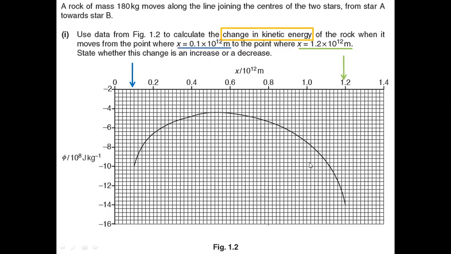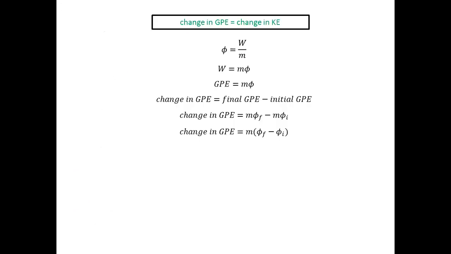From the problem. According to the problem, the mass of the object, which is the rock, is 180 kilograms. And we have here the initial gravitational potential, which is around negative 10 times 10 raised to 8 joules per kilogram. And then the final gravitational potential, of course, at this position, is negative 14 times 10 raised to 8 joules per kilogram. So all we have to do is substitute all those values, and we'll be able to get this one, negative 7.2 times 10 raised to 10 joules.